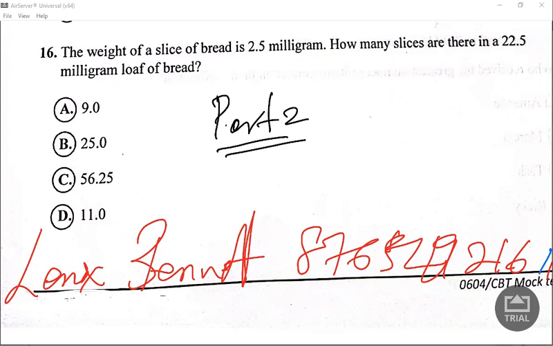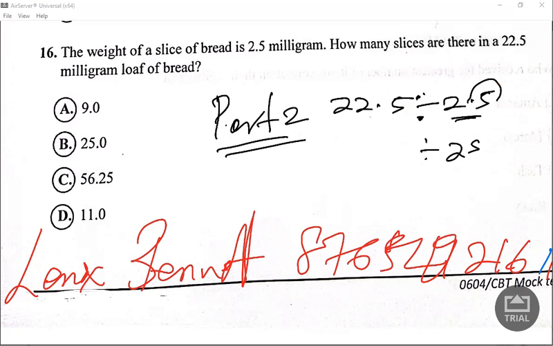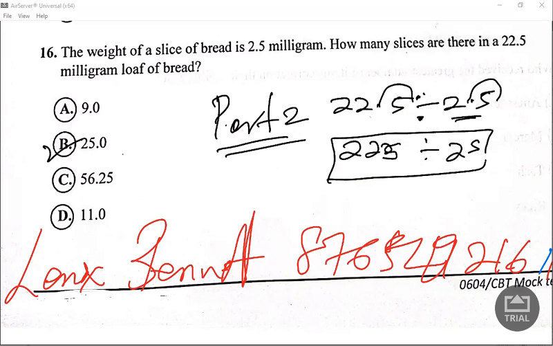Let's go. It said the weight of a slice of bread is 2.5 milligrams. How many slices are there in a 22.5 milligram loaf of bread? So let's put things into perspective. We have 22.5 divided by 2.5. Remember we cannot divide by a decimal, so we convert 2.5 to a whole number, which gives us 25. But anything you do to this, you have to move this one place also, so it becomes 225 divided by 25. And of course, our answer would be 9, since 25 times 9 is 225.